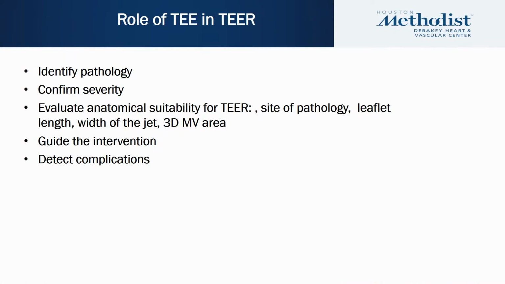So what is the role of TEE in transcatheter edge-to-edge repair? Again, it helps us identify the pathology, confirm the severity of mitral regurgitation, and evaluate anatomical suitability for the procedure, including the site of pathology, leaflet length, width of the jet, and calculation of a 3D mitral valve area. In addition, it's instrumental in procedural guidance and detection of immediate complications.